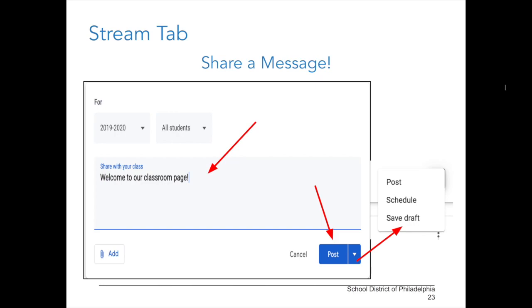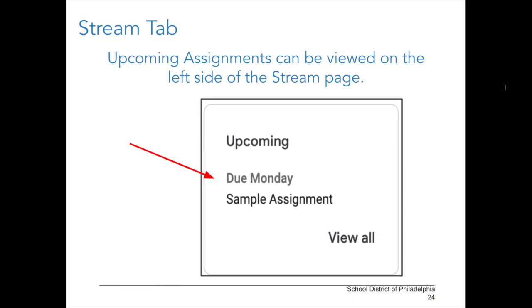When posting a message, you have the option to post, schedule a post, or save draft by pressing the downward-facing arrow next to the Post button. Although I've already said it, I want to remind you once more that you should not post assignments on the Stream, as they will be difficult to organize, review, and provide feedback to. You should always post assignments on the Classwork tab. When you're in the Stream tab, any upcoming assignments and their due dates will appear on the left-hand side.